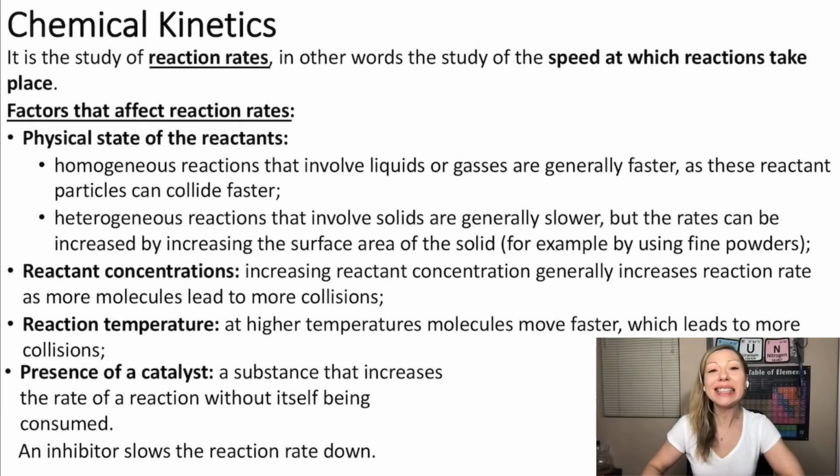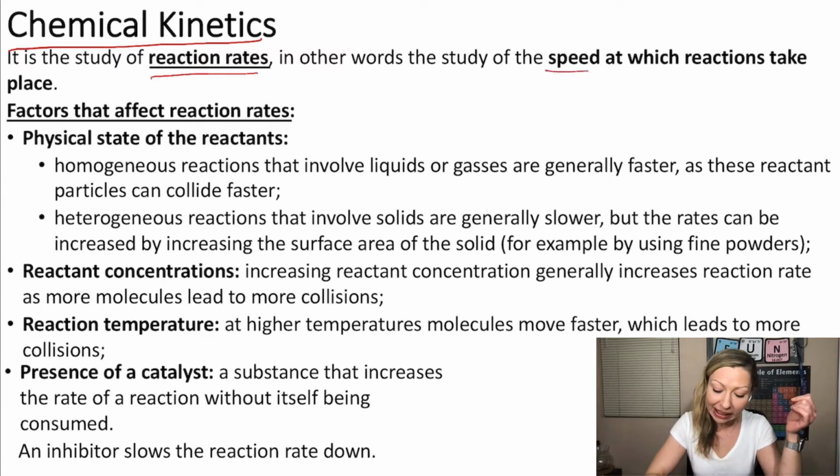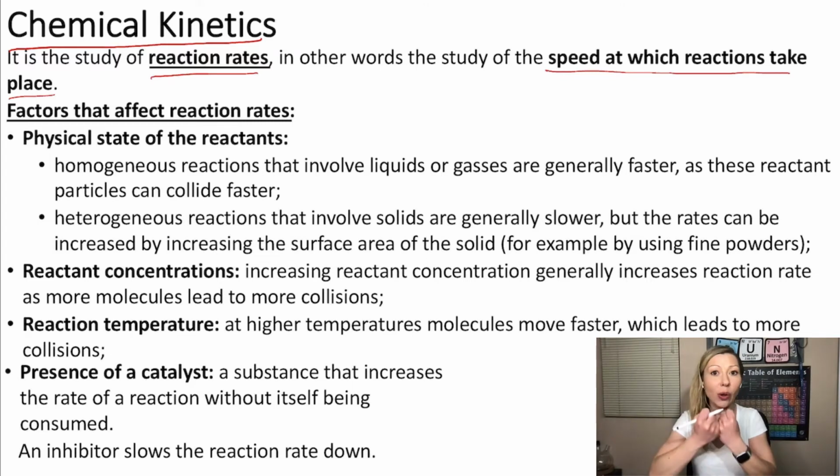Hello, guys. Let's talk about an interesting topic today, chemical kinetics. It is the study of reaction rates, or in other words, the study of the speed at which reactions take place. When I think about chemical kinetics, I always imagine a reaction with two reactants that need to collide in order to form the product. So if I can increase the number of collisions, I can make the reaction produce the product faster.